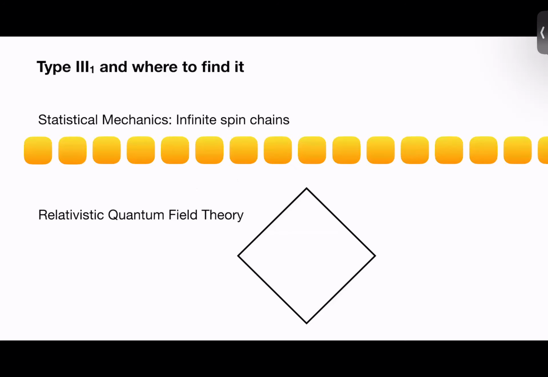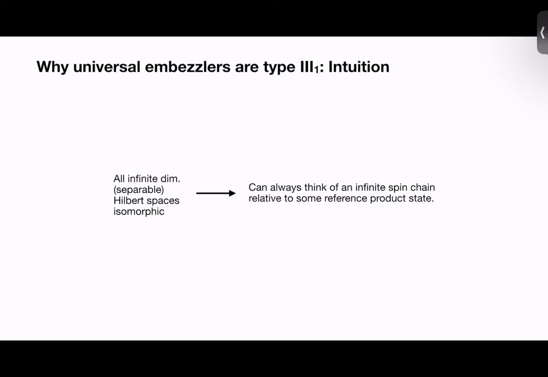So where do we find these type 3.1 algebras, type 3.1 factors? So far it was all math, and for the rest of the talk I want to tell you that there's physics to it as well. There are basically two arenas of physics where you can find these. One is statistical mechanics when you consider infinite spin chains, and the other is relativistic quantum field theory. I will first talk about statistical mechanics and infinite spin chains, to give you some more intuition about this phenomenon of universal embezzlement, and then I will talk a bit about quantum field theory.